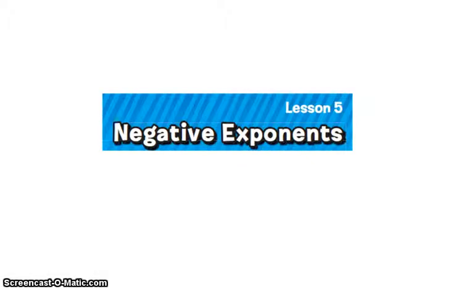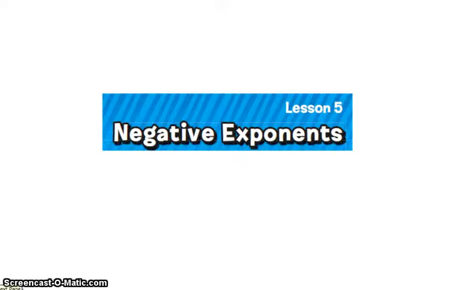Okay, so lesson 5 is on negative exponents. Yet another lesson on exponents. But up until this point, all of our exponents have been positive, and it is a possibility that you could have negative exponents. So that's kind of what this lesson is about. What happens when we have negative exponents?